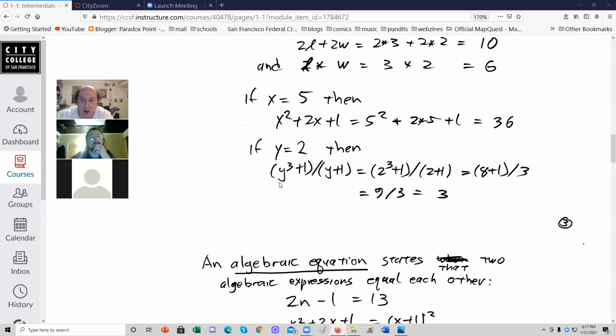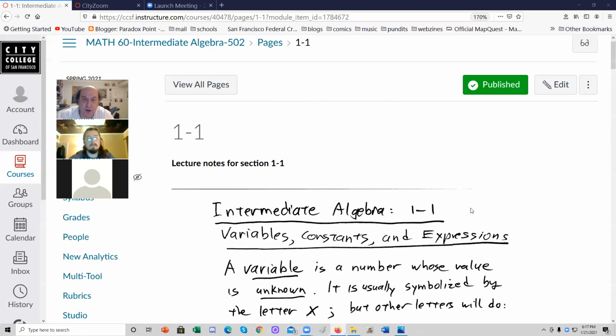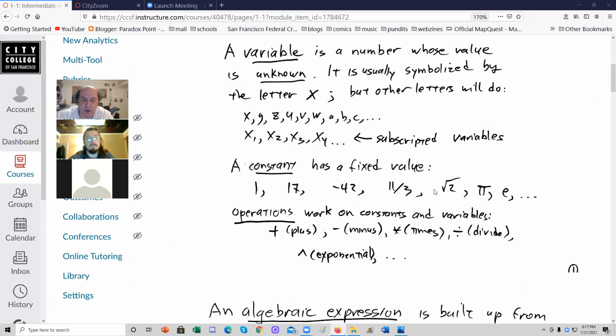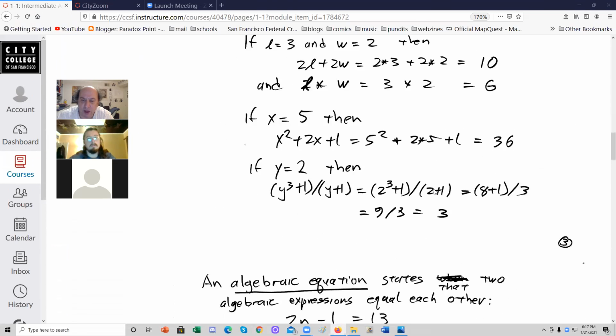This expression y cubed plus 1 over y plus 1, when y equals 2, equals 2 cubed plus 1 divided by 2 plus 1. 2 cubed is 8. 8 plus 1 is 9, over 3. It's 9 thirds, which is 3. So we have variables, constants, and operators, which are combined into expressions, which we can evaluate.